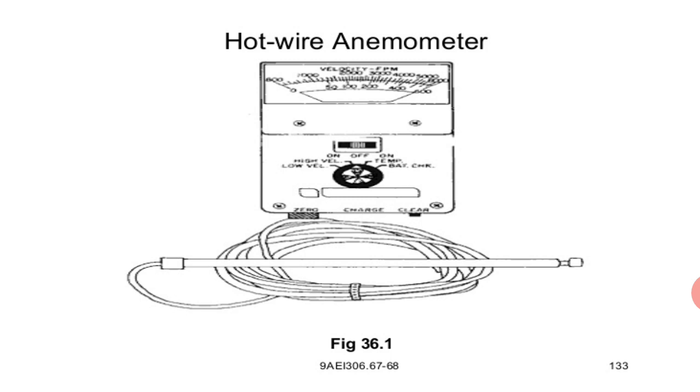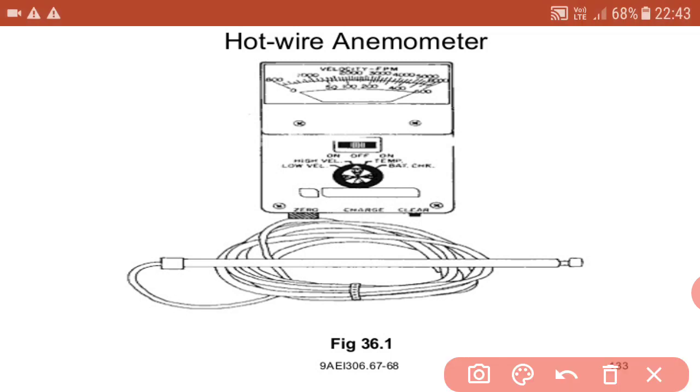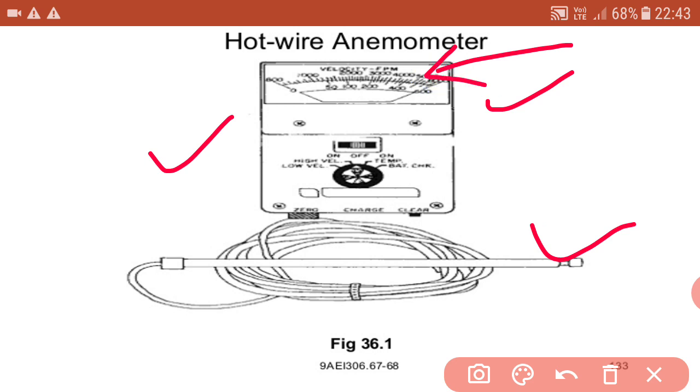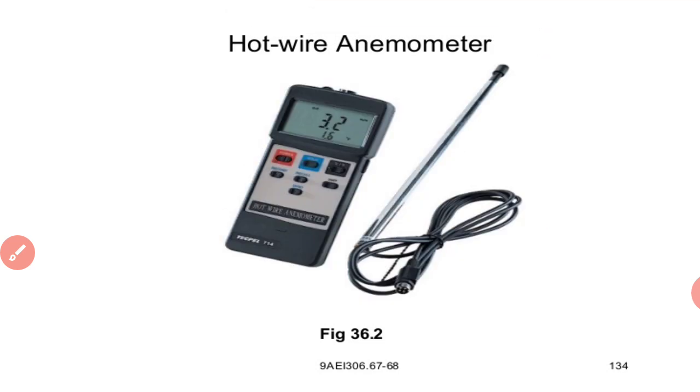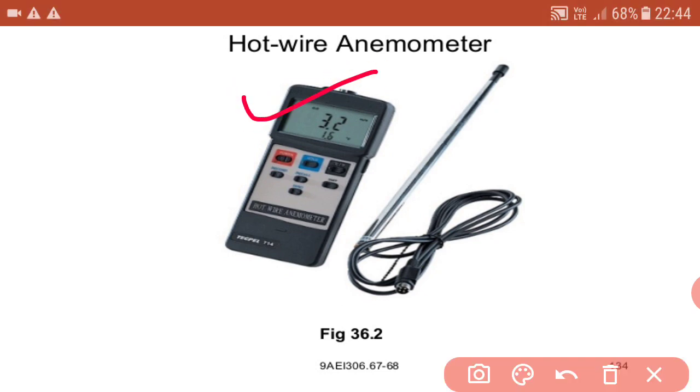Now this is the setup of a hot wire anemometer, the practical setup of this anemometer. Okay, so these are the probe and all these things are there. Here we can see the dial and pointer. This is a commercially available hot wire anemometer. Here we can see the display is in digital form, it is not in analog form. So nowadays most of the instruments are of digital types.